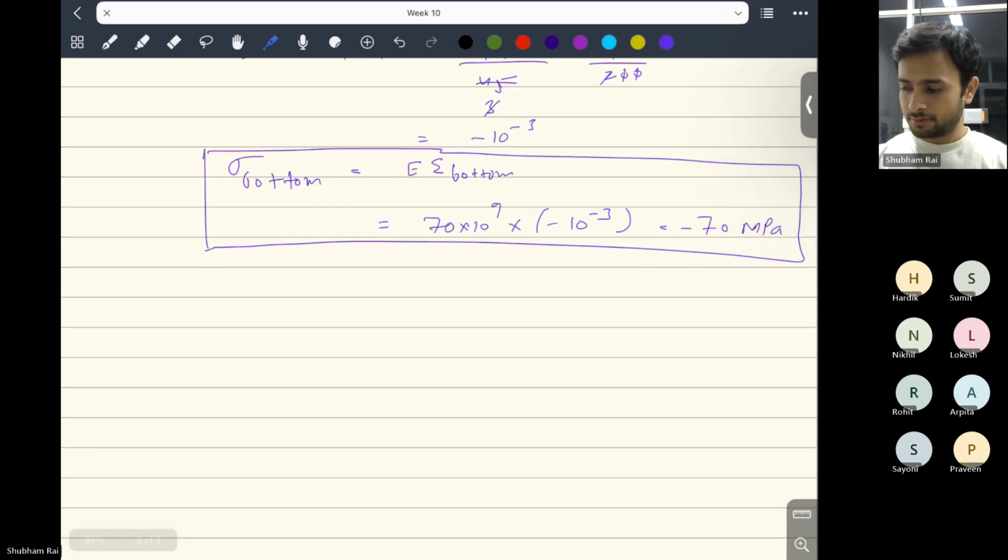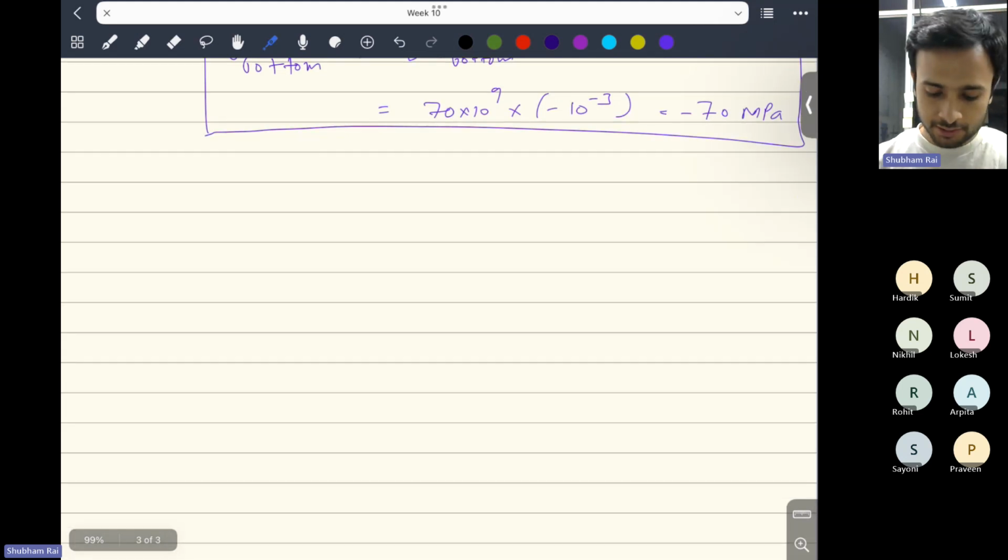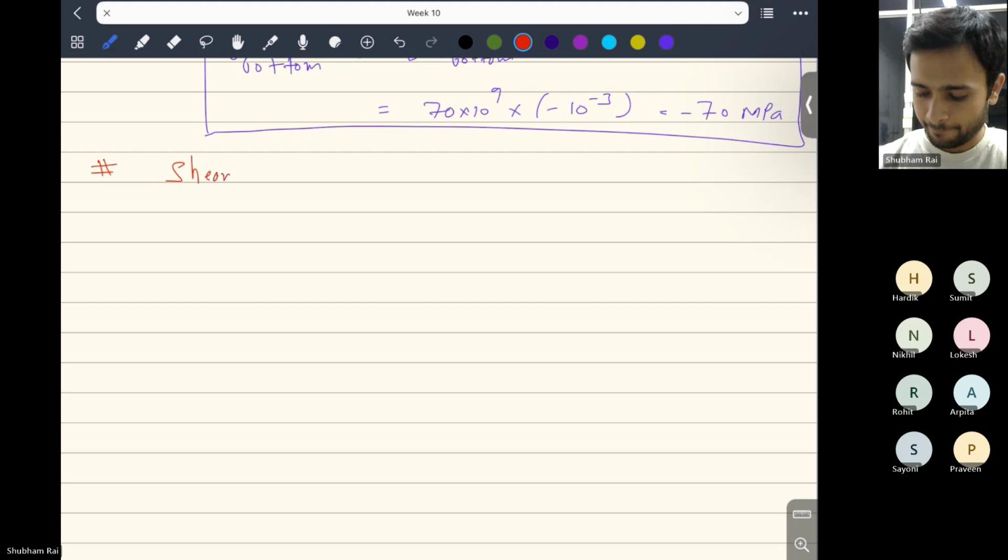Okay, so let me write down the next question. The next question is related to the concept of shear center. So let me just write down the concept of shear center. You would have studied shear center. What is shear center?